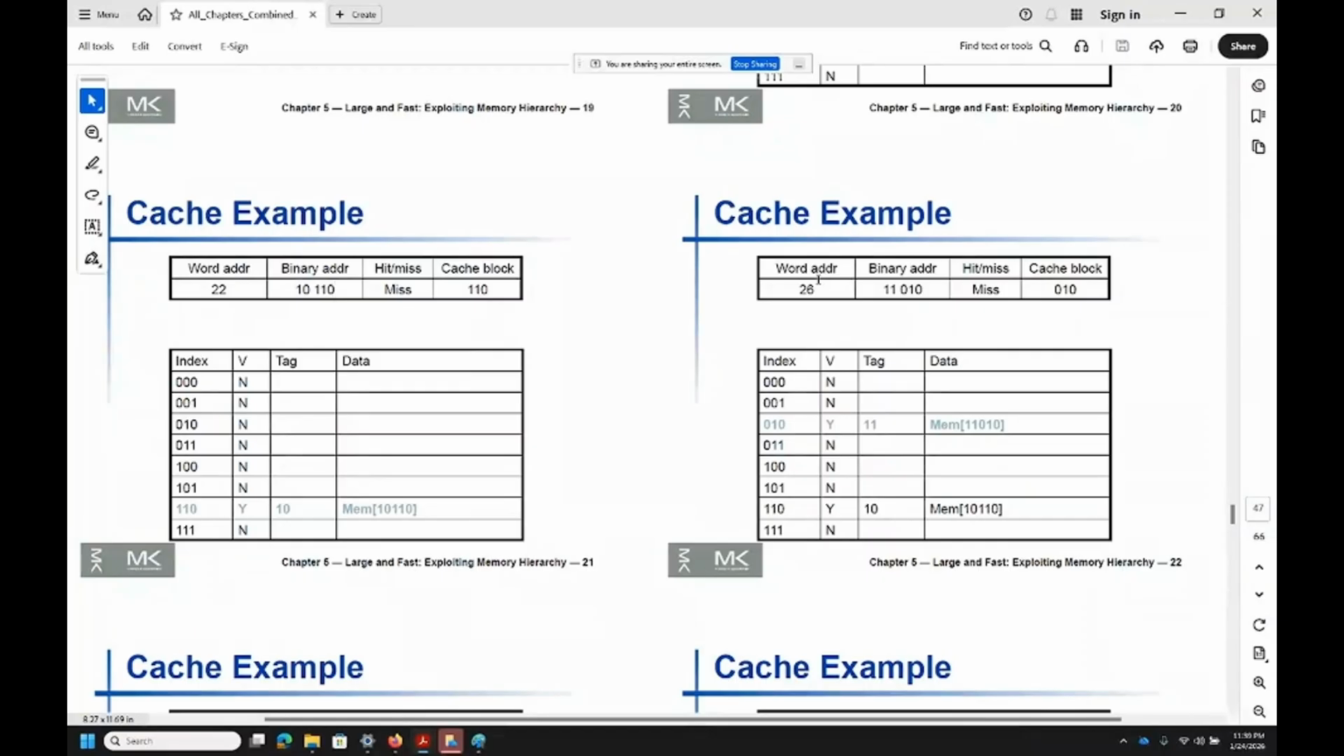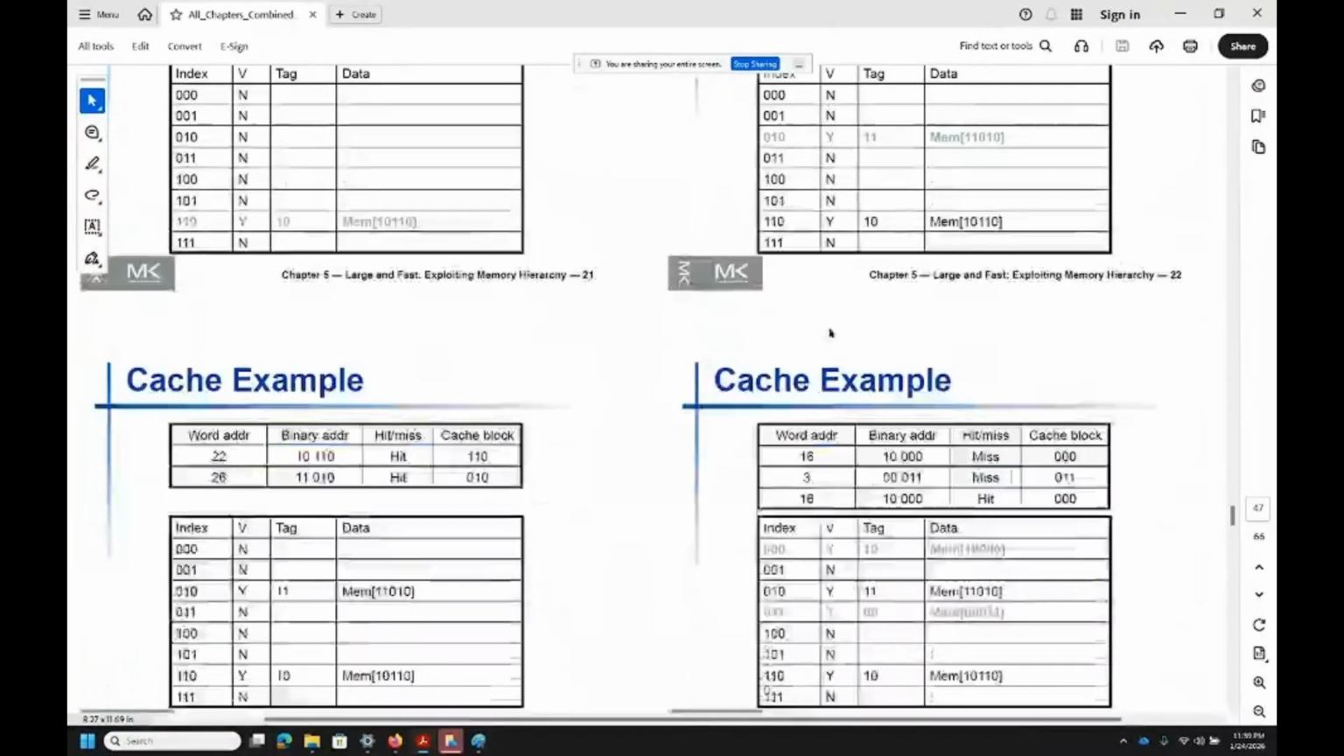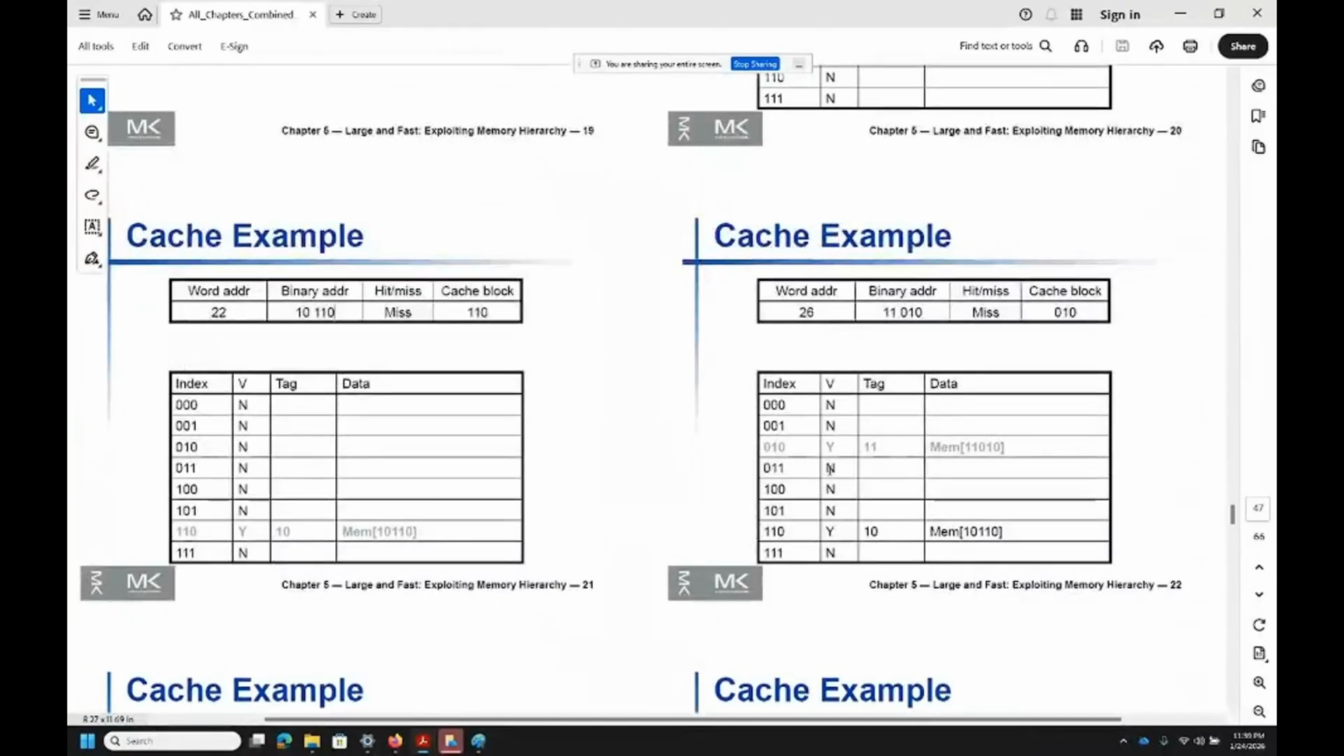So if your address is again 26, so 26 modular division by 8: 8 threes are 24, and then 2 is left, so you store it in 2. Now the tag, the upper two bits, are 11, so you are storing that. So are you seeing this? By just storing the tag bit, you are saving storage.